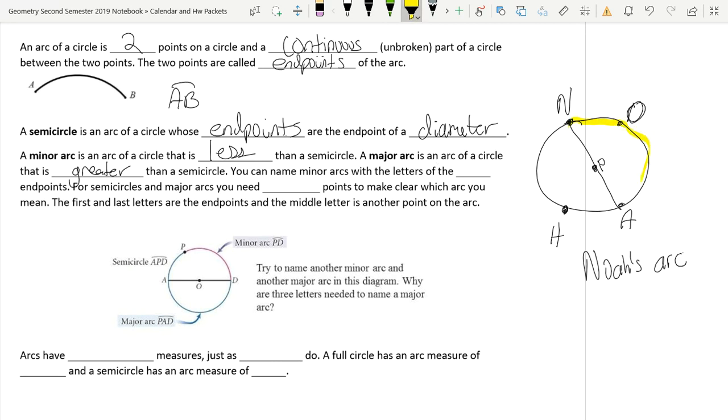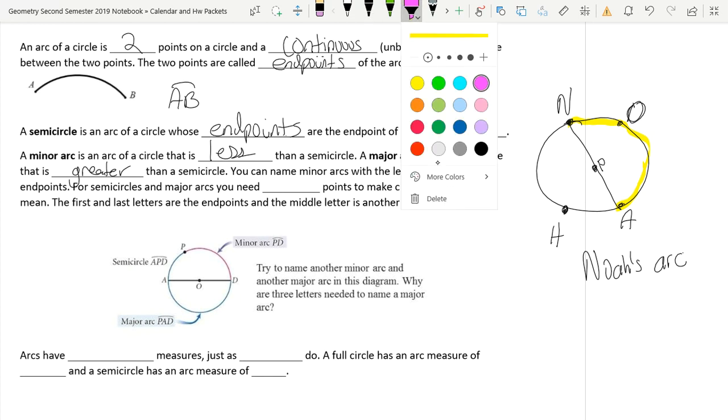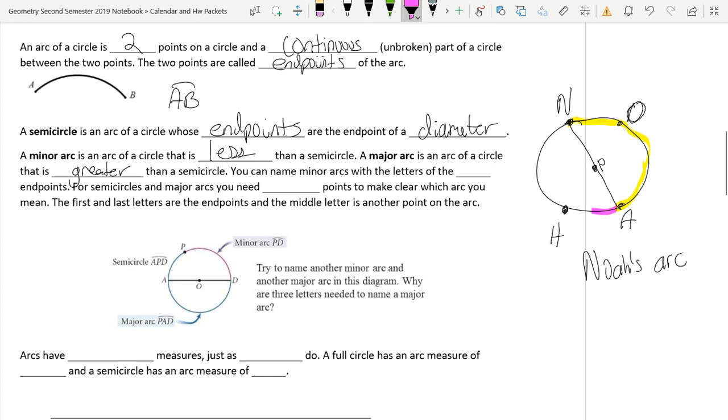A semicircle would be like this right here. This yellow arc is half of a circle, and then a minor arc might be like arc NO or arc OA. A major arc would be maybe if you take that semicircle and continue it a little bit more. Let's say we go like this. So that purple AH is a minor arc, and then N to A to H is a major arc.